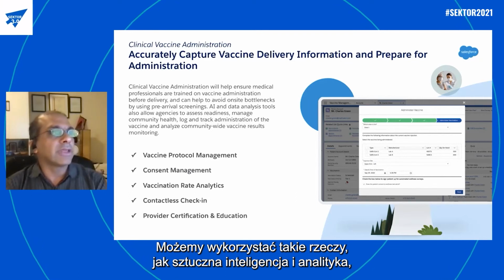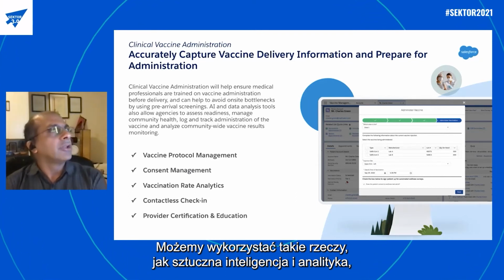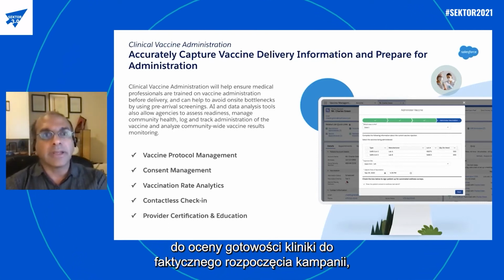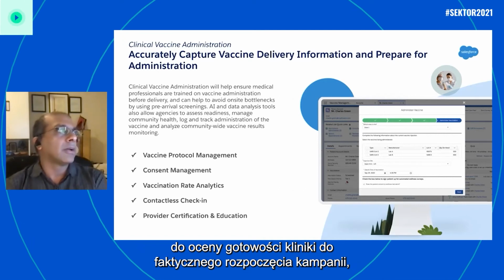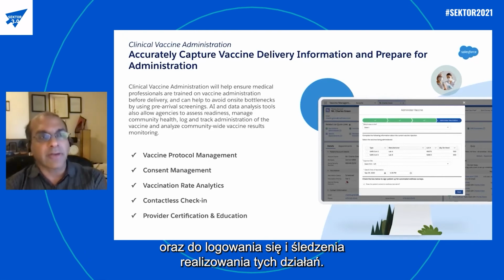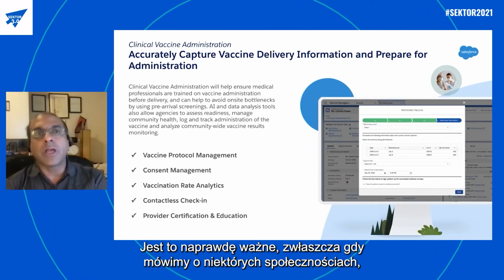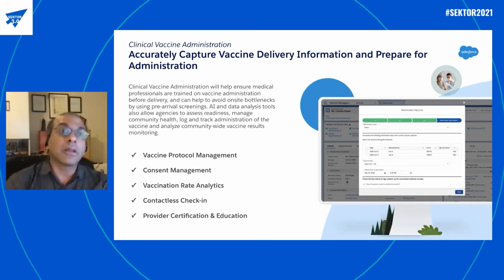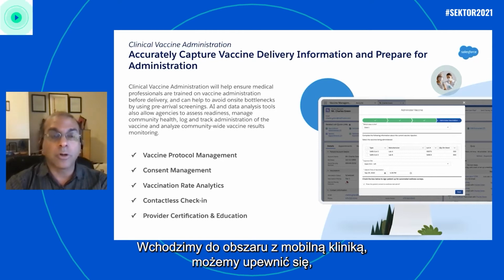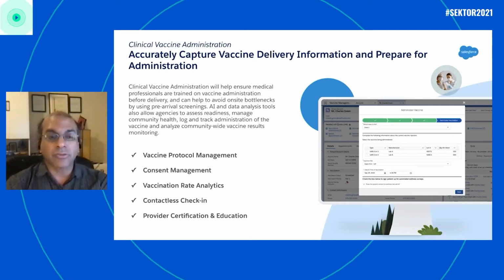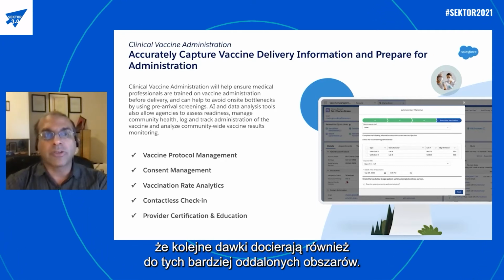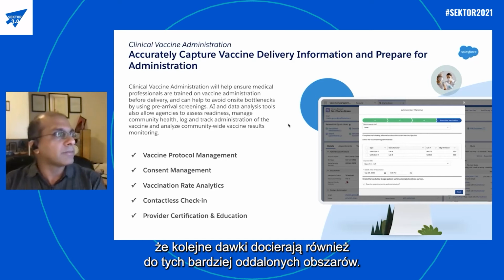We can actually use things like artificial intelligence and analytics to allow these agencies to assess a clinic's readiness to actually begin the campaign, to manage communities' health, and to log and track the administration of these efforts. And this is really important, especially when you're talking about underserved communities, to make sure that you're not leaving those communities behind. If you get into an area with a mobile clinic, you can make sure that the site's ready, you administer it, and then you can actually track and make sure that subsequent doses get into those more remote areas as well.